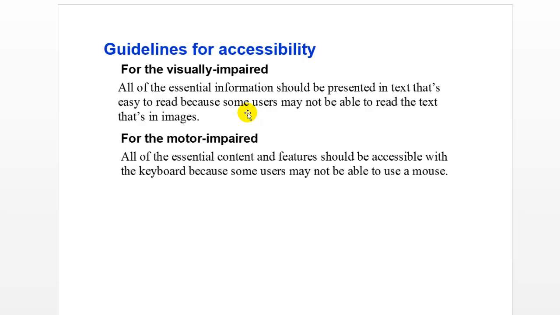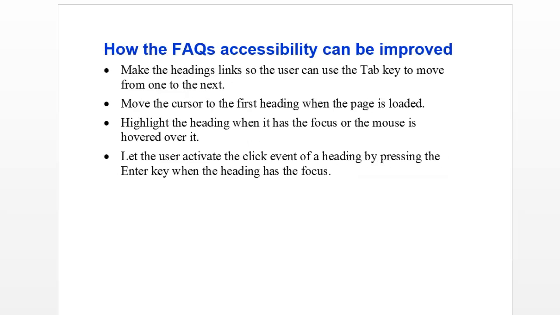The second group is the motor impaired. These would be people that, for example, have impairments, missing limbs, or limbs that don't work properly, or who can't move properly. All of the essential content and features should be accessible with the keyboard, because some users may not be able to use a mouse. A mouse sometimes takes really fine motor skills. So you need to be at least aware of problems that people could experience.